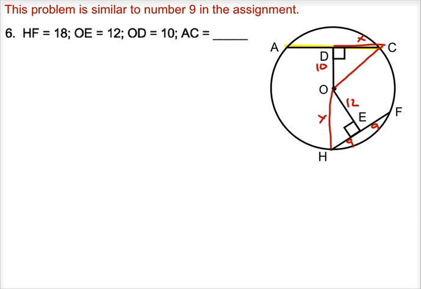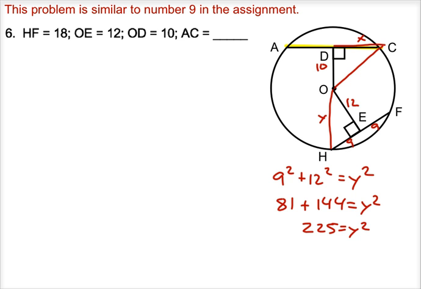So I'm going to do Pythagorean theorem down here in the bottom between 9, 12, and y. So 9 squared plus 12 squared equals y squared. 81 plus 144 equals y squared. 225 equals y squared. Square root each side. And y equals 15. So I know that y is 15. Well, then I know that OC, which is also radius, is going to be 15.